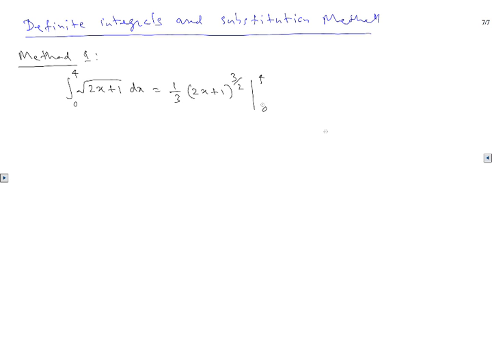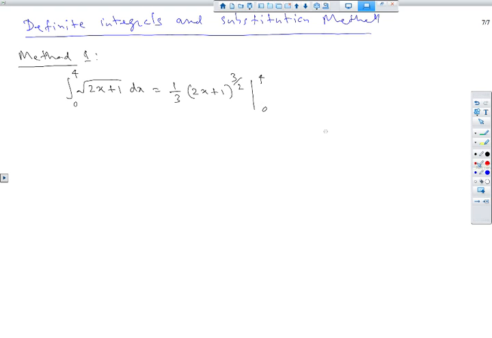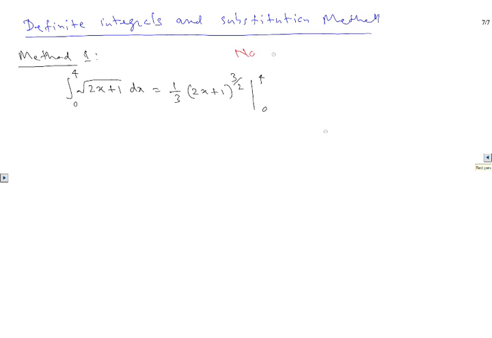You don't need to add plus c when you do definite integrals, because that's going to get cancelled. So when you do definite integrals, we do not add the plus c, but if you do an indefinite integral, you have to add the plus c. So no plus c, because it's going to cancel out, so we don't need that.